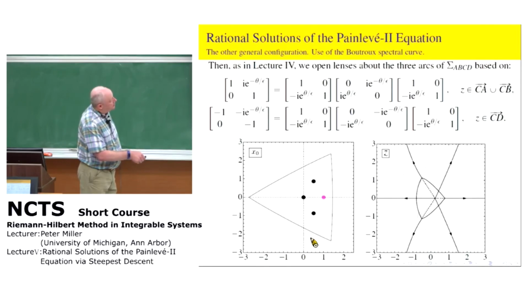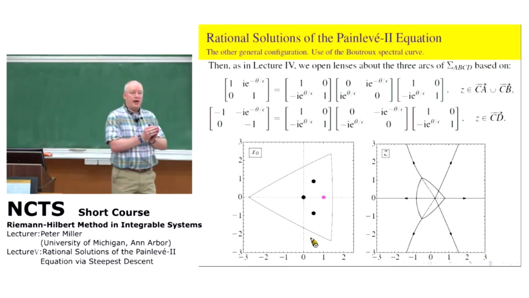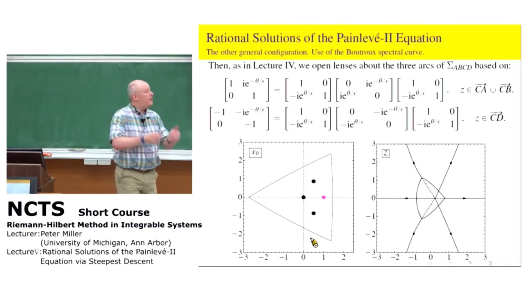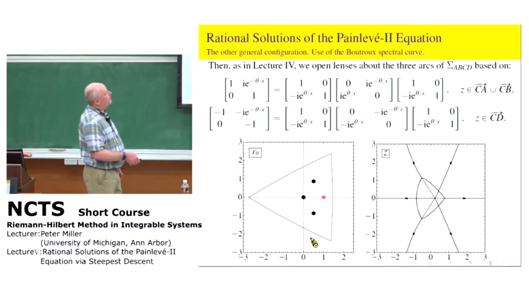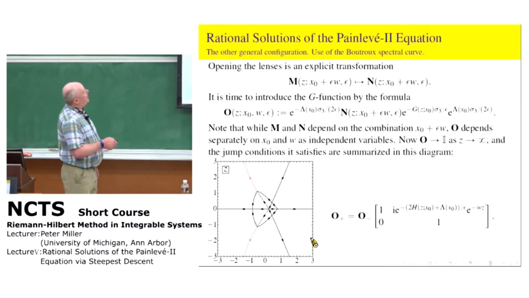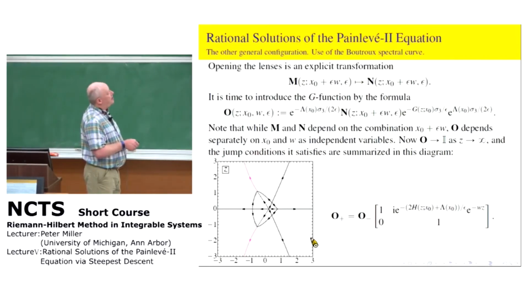And I'm going to do that also over here and also over here. So these lenses, there are 3 of them, and they're now kind of squished onto each other in some way. So it looks like I've just drawn a closed curve here through the points A, B, and D. But there's really a lens here, and another lens over there. Okay. So opening up those lenses, that's an explicit transformation from M to a matrix that I will call N of x naught plus epsilon w, epsilon.